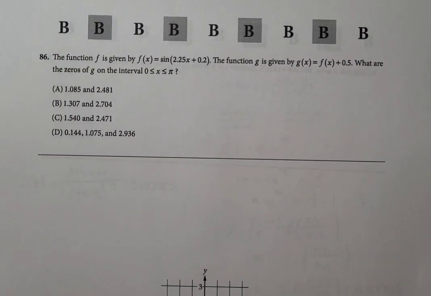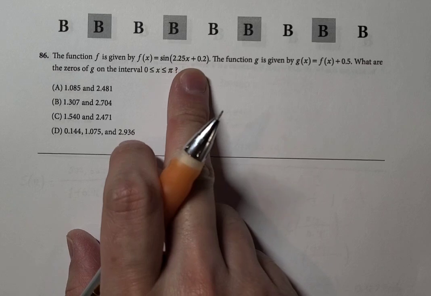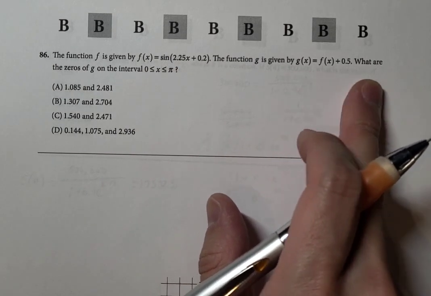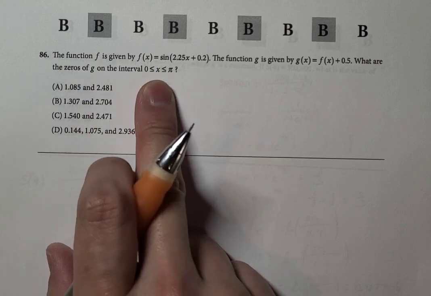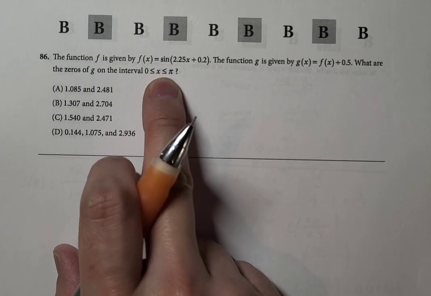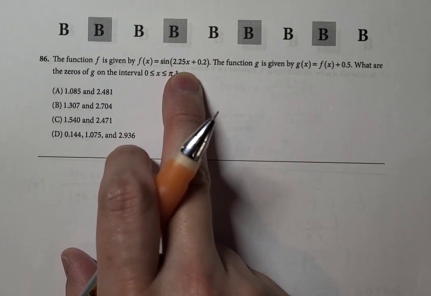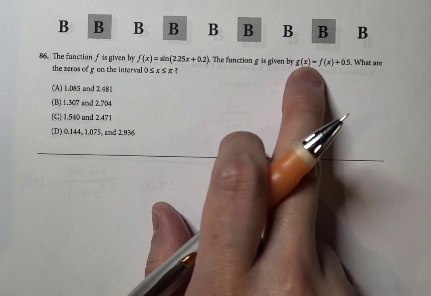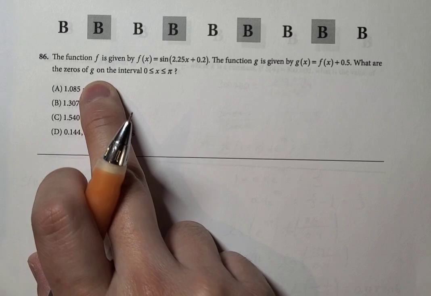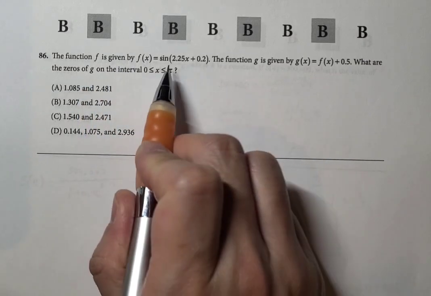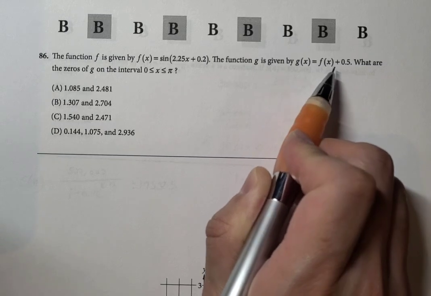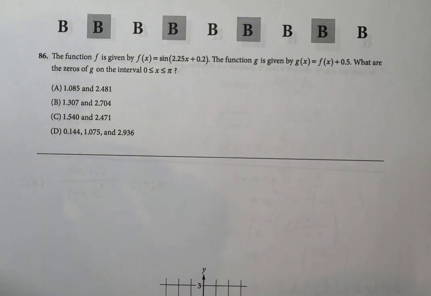Function f is given by f of x equals sine of 2.25x plus 0.2. Function g is given by g of x equals f of x plus 0.5. What are the zeros of g on the interval x between 0 and pi? Well, we can use the graphing calculator for this question. Let's graph g because we want the zeros of g. So we're just going to graph sine of 2.25x plus 0.2 plus 0.5, because g is f of x plus 0.5. Let me graph that real quick.